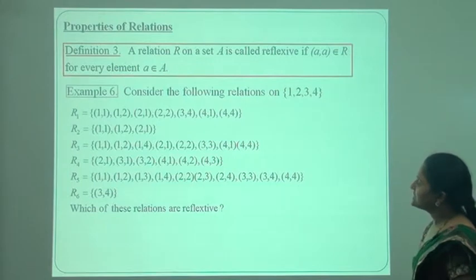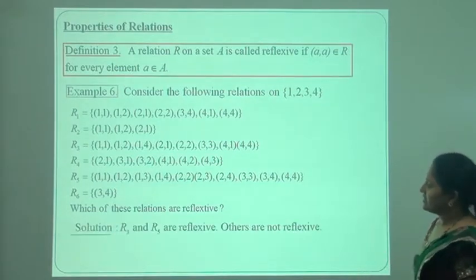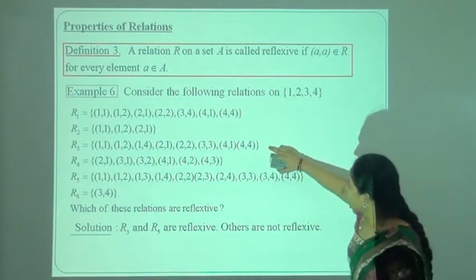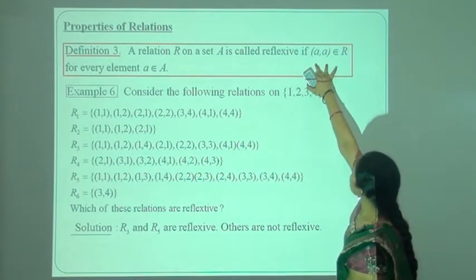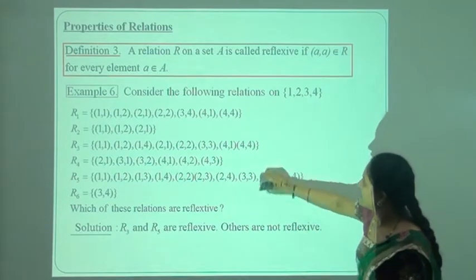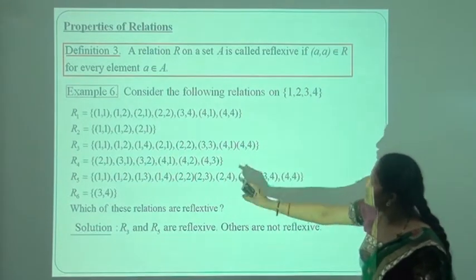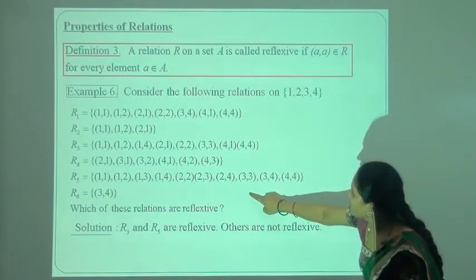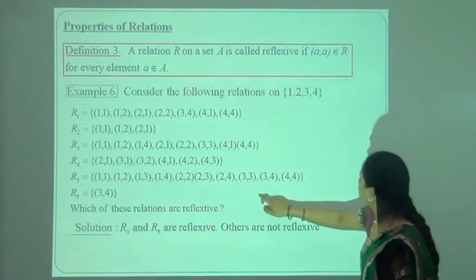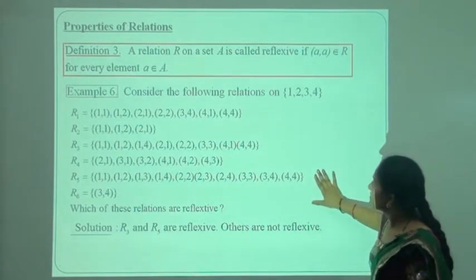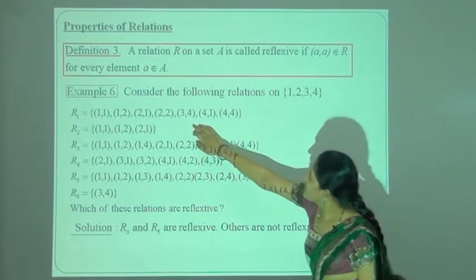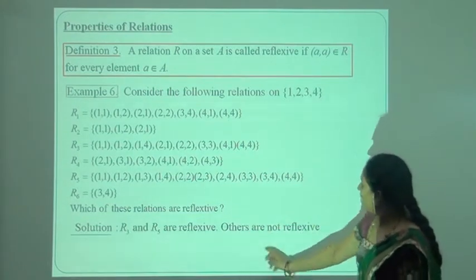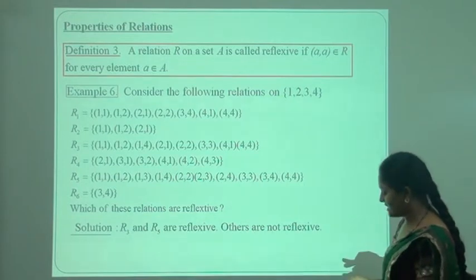Now our question is, which of these relations are reflexive? Here is the solution: R3 and R5 are reflexive. How is it possible? In our definition, (1,1) belongs to R. In R3 and R5, all the elements (1,1), (2,2), (3,3), (4,4) belong to them, so they are reflexive. But in R1, (3,4) is present but (4,3) is not present. In R2, R4 and R6, similarly, a condition is not satisfied.